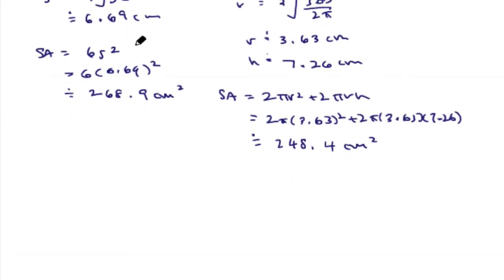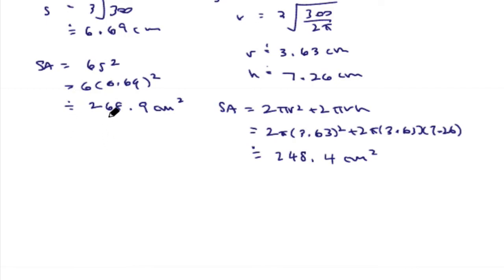So we can see that comparing the cylinder to the square-based prism, the cylinder is smaller. So the surface area of the cylinder is less than the surface area of the square-based prism.